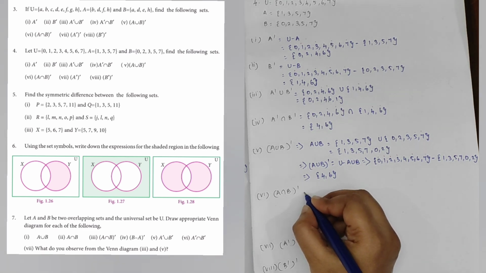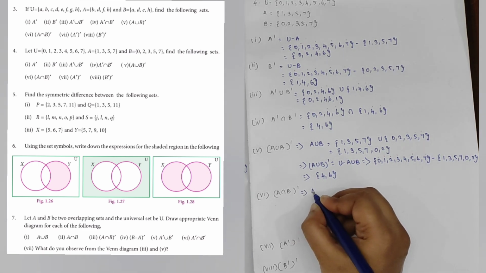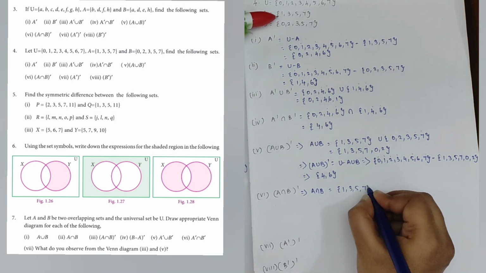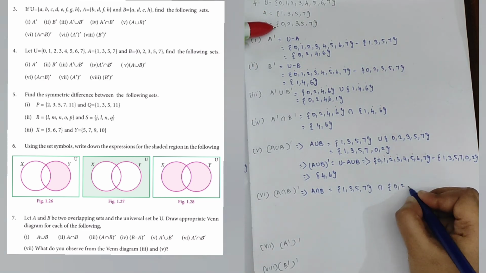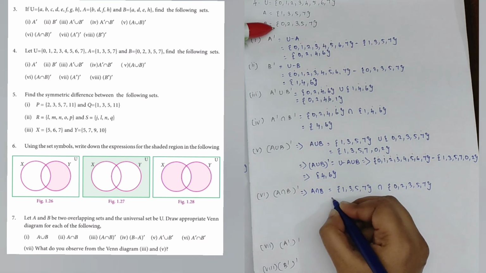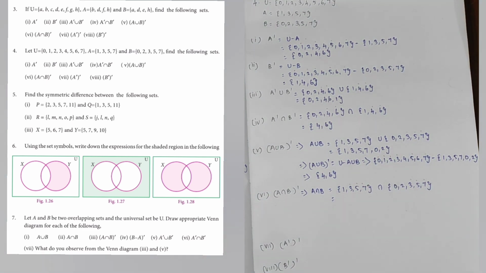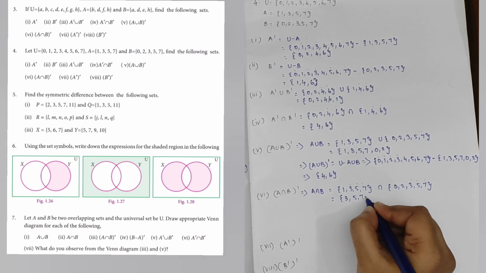Okay. Similarly, do it for A intersection B the whole complement. First you have to find A intersection B, that is equal to 1, 3, 5, 7 intersection 0, 2, 3, 5, 7. Now list out the common elements 3, 5, 7. They are common in both sets. So 3, 5, 7 is the answer.